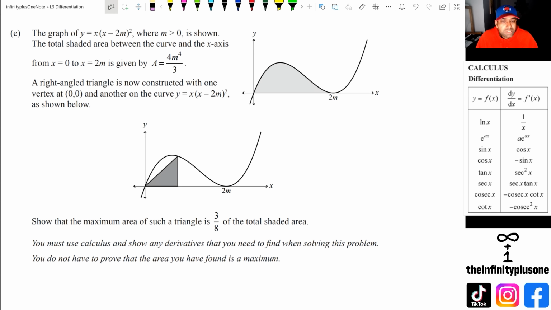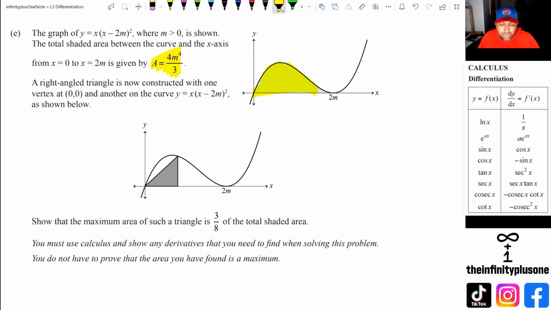Now folks, this particular question here might look quite complex, but in reality it's just another area inside a curve kind of question. So what we're really going to do is break this question down. At the moment, what it says is that we've got this shaded region here. So the shaded region's area is equal to 4m to the power of 4 over 3.